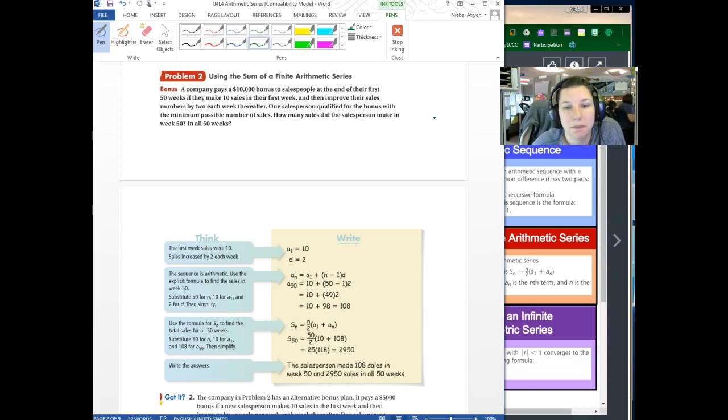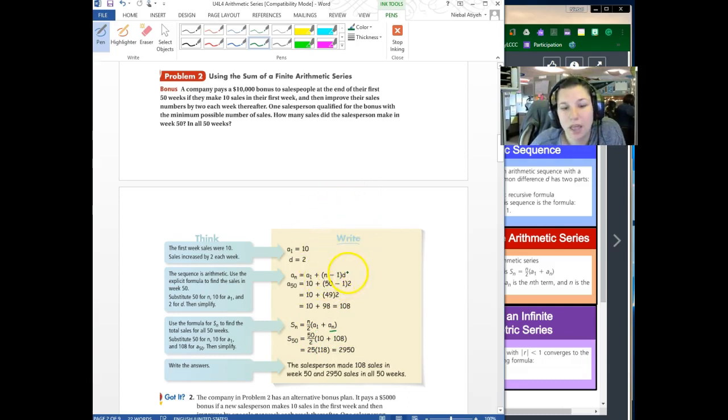So that's a summation. They want to know over the 50 weeks how many sales did they make in total, adding them all up. So we have our first week. Our first term is 10, and that first week they made 10 sales. And then it says they improved their sales by 2 each time, so that makes our common difference 2. We have our formula for sums, but we need to know the first and the last term. So first we're going to write an explicit formula.